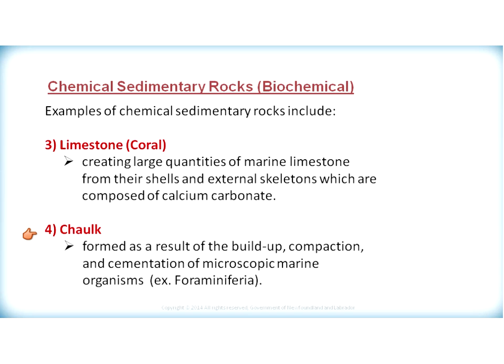The fourth example of a biochemical rock is chalk. Chalk is formed as a result of the buildup, compaction, and cementation of microscopic marine organisms that are made up of carbonate. These organisms are called foraminifera. So foraminifera, when they die, again settle to the bottom of the ocean, and an accumulation of these foraminifera can get compacted to form the biochemical rock called chalk.